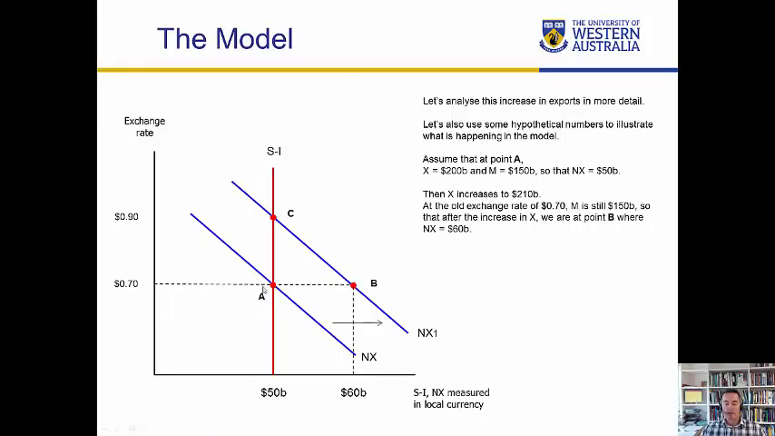So as net exports move from A to B, we have this initial improvement in the trade balance of $10 billion. So the trade balance goes up to 60. Now this is in the short period of time before the exchange rate has a chance to adjust upwards. Now the exchange rate will adjust upwards very, very quickly.